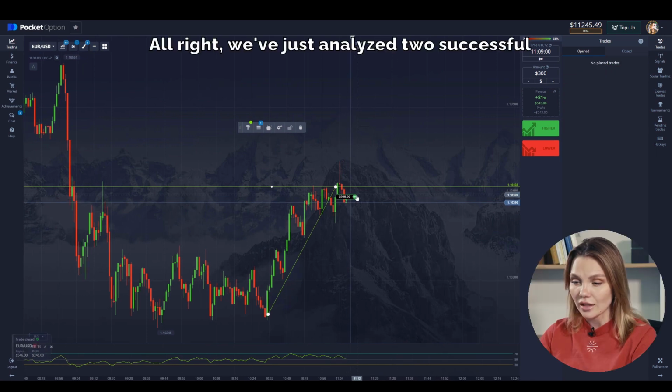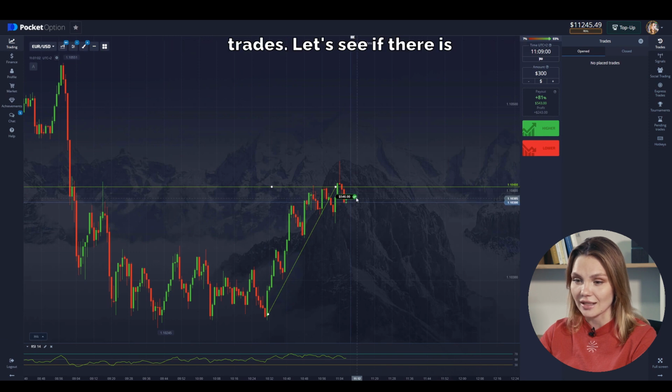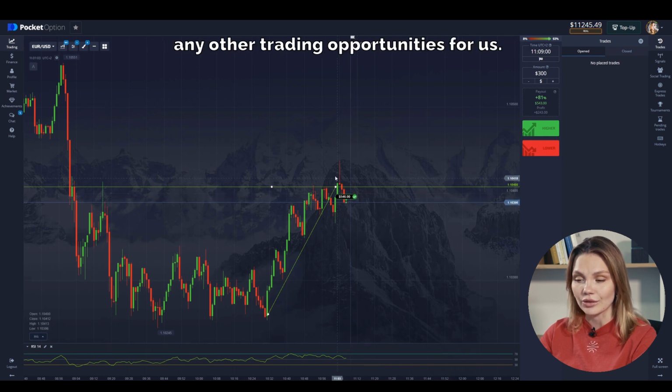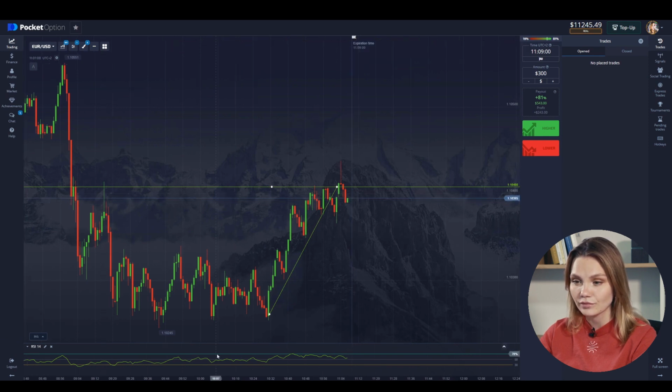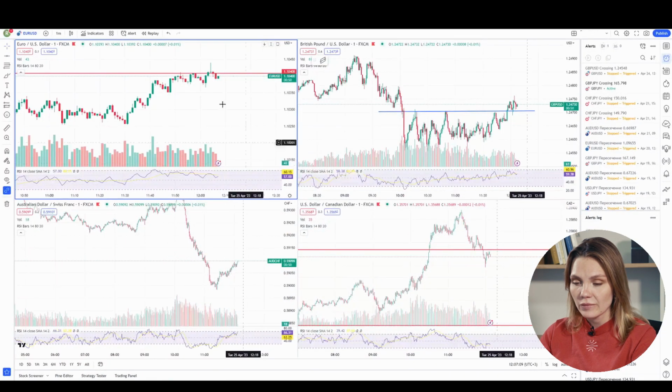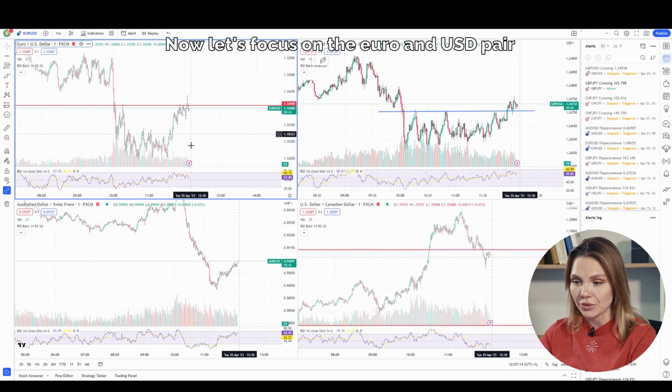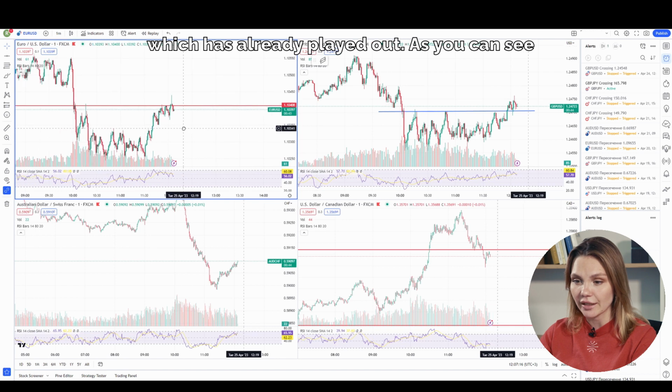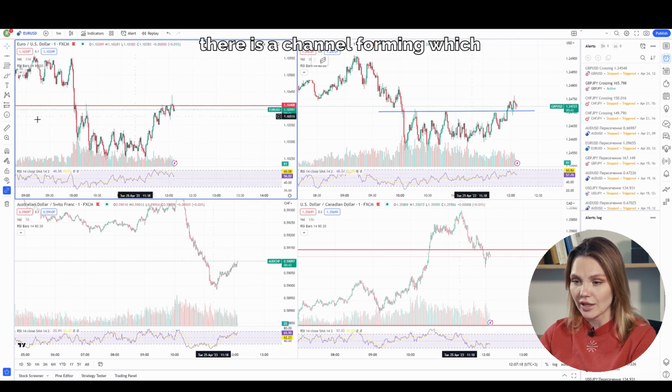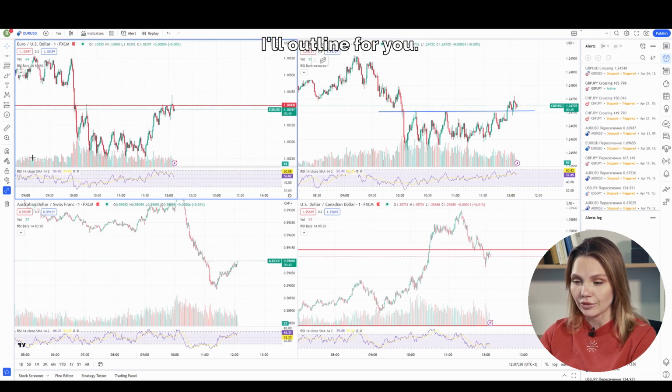Alright, we've just analyzed 2 successful trades. Let's see if there are any other trading opportunities for us. Now let's focus on the Euro and USD pair, which has already played out. As you can see, there is a channel forming, which I'll outline for you.